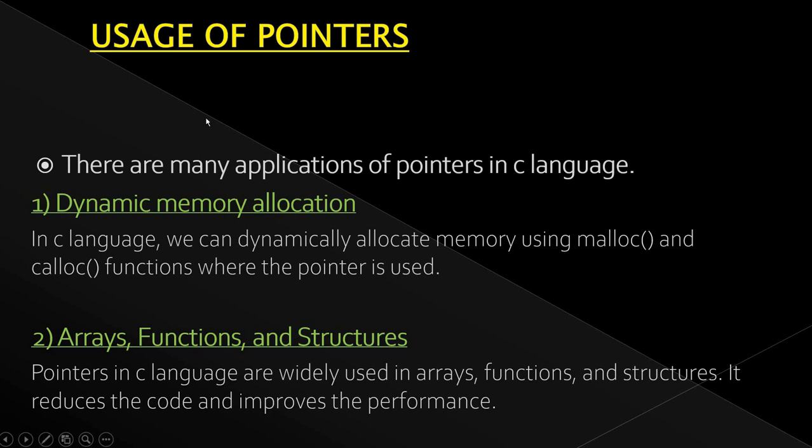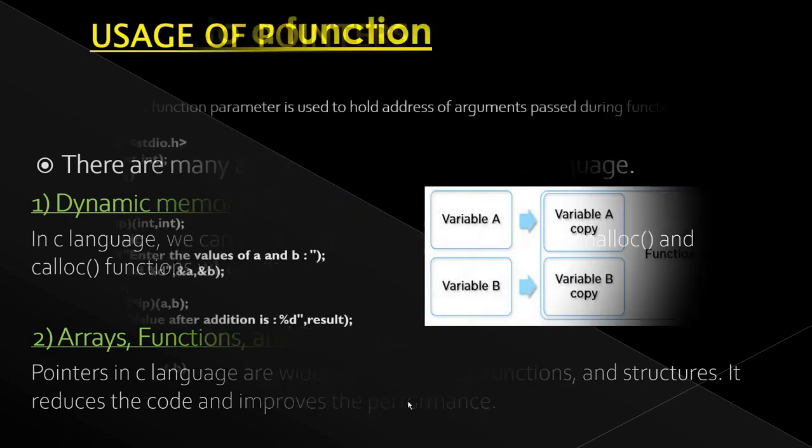Now, uses of pointers. There are many applications of pointers in C language. First is dynamic memory allocation. In C language, we can dynamically allocate memory using malloc and calloc functions where the pointer is used. Second one is arrays, functions and structures. Pointers in C language are widely used in arrays, functions and structures. It reduces the code and improves the performance.